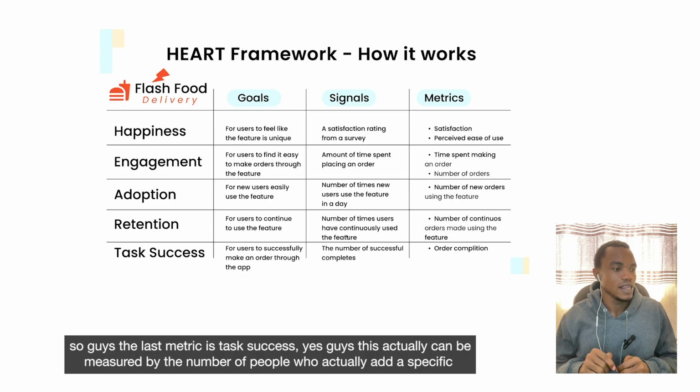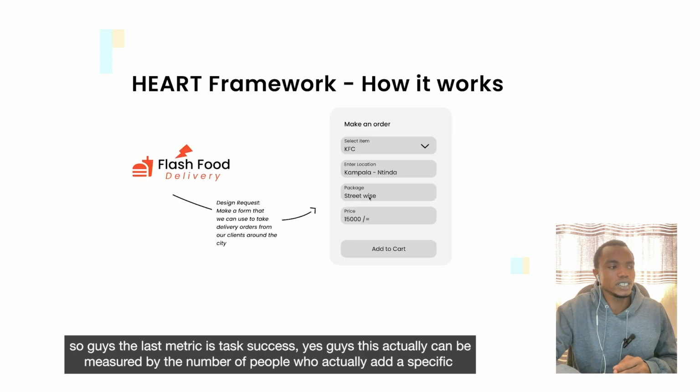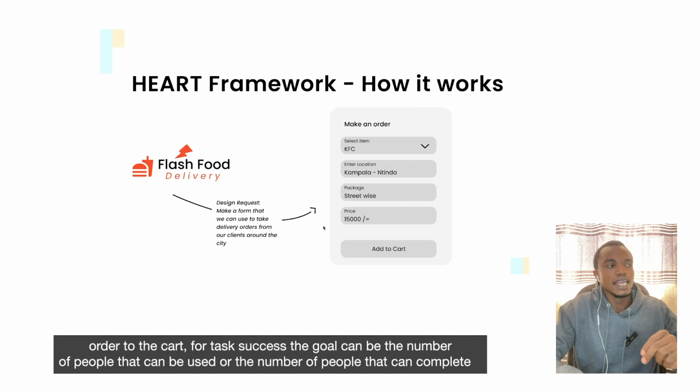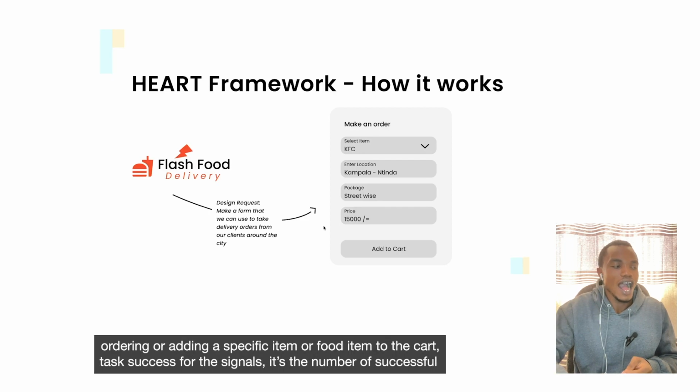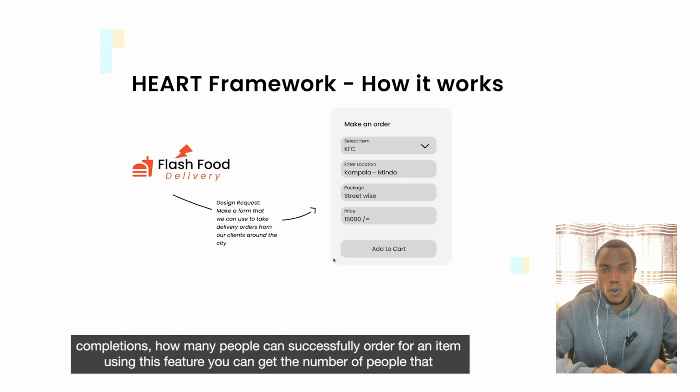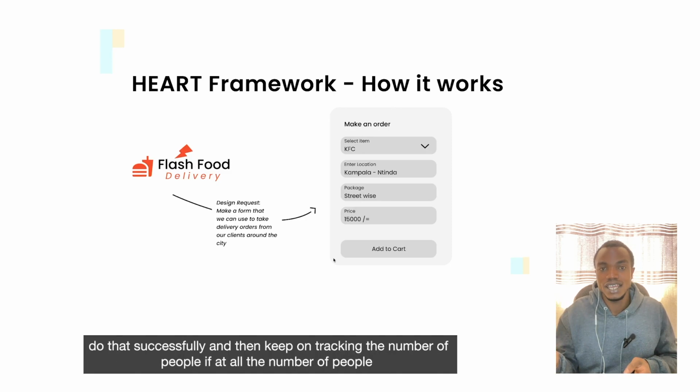Yes, guys, task success. Now, this can be measured by the number of people who add a specific order to the cart. For task success, the goal can be the number of people that can complete ordering or adding a specific item or food item to the cart. The signal for task success is the number of successful completions. How many people can successfully order an item using this feature? You can get the number of people that do that successfully, and then keep on tracking the number.